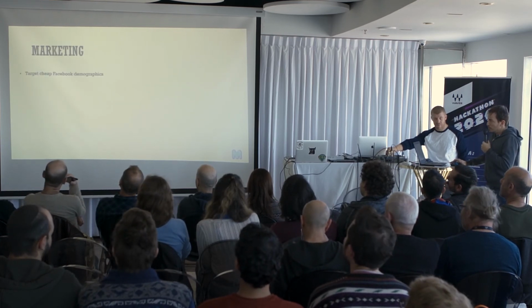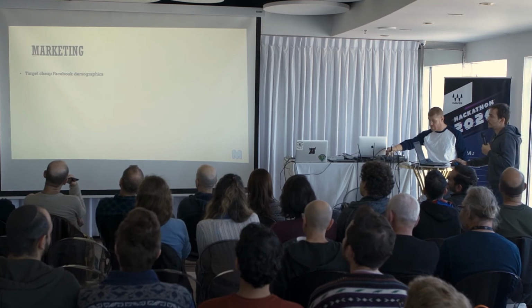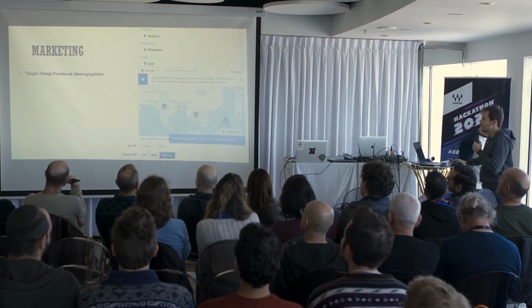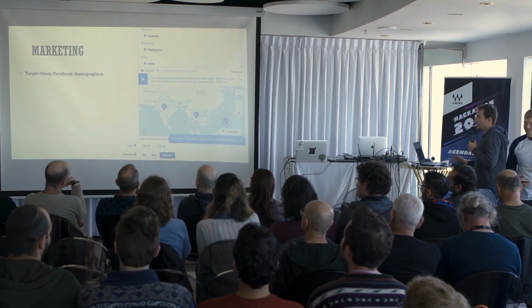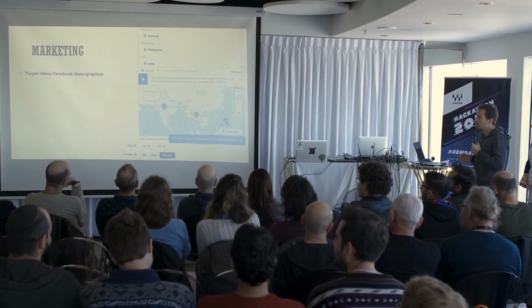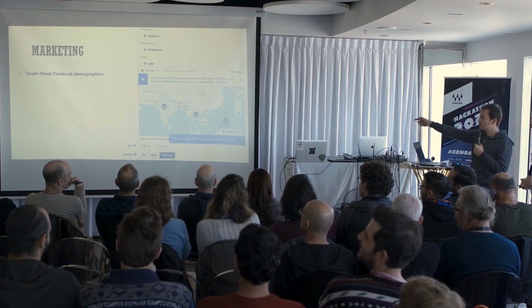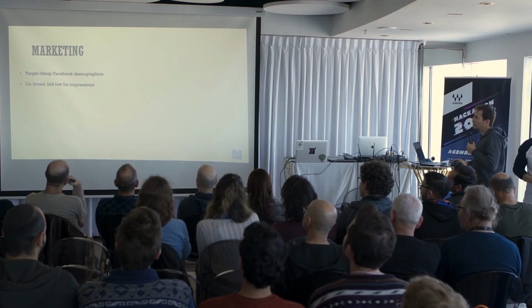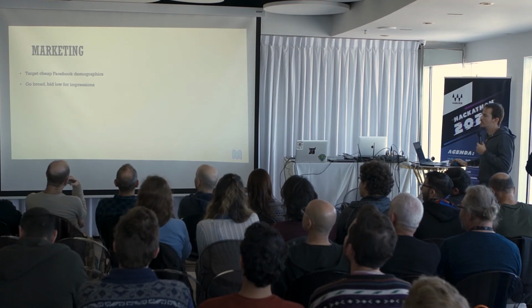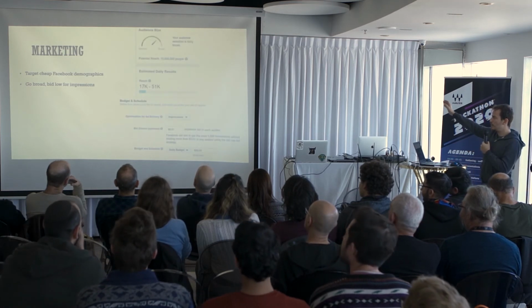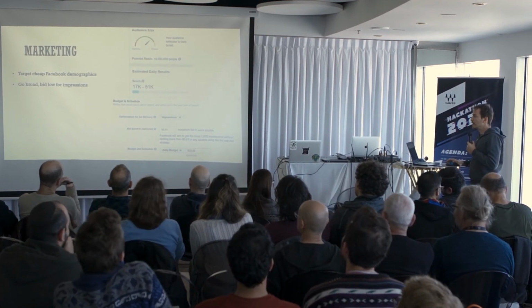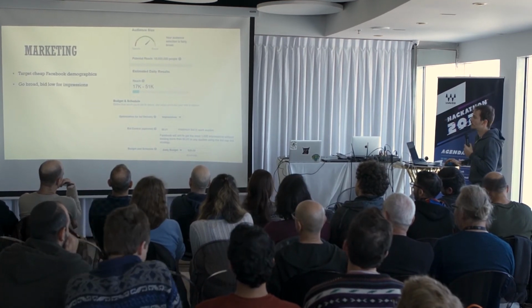So marketing for these kind of apps is actually pretty straightforward. You target really cheap Facebook demographics. You can choose, for example, Thailand, Philippines, and India. They have really cheap traffic. If you target, for example, females from ages 13 to 17, you go broad. So this is a very broad campaign. You bid low for impressions. You only bid like 1 cent, which should be enough even to get this started.